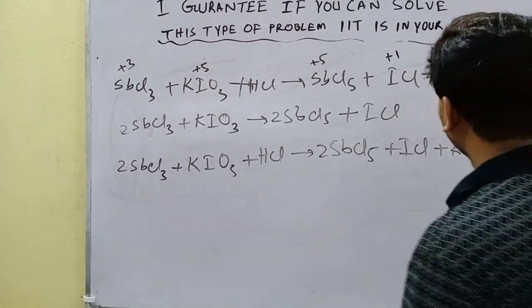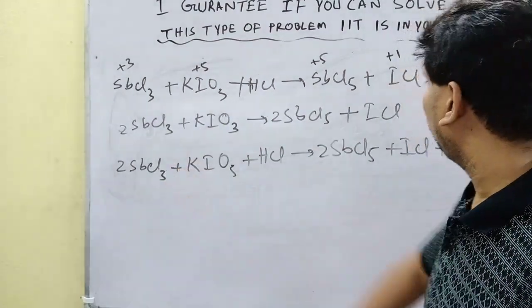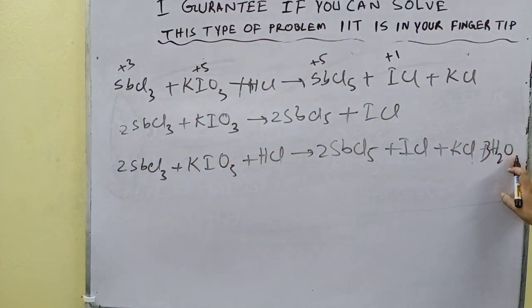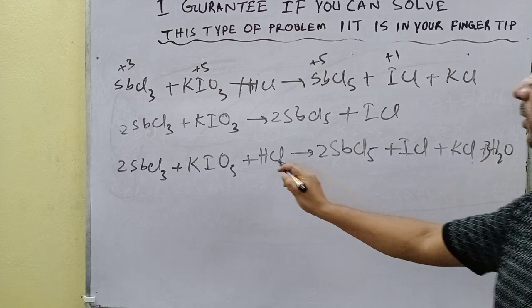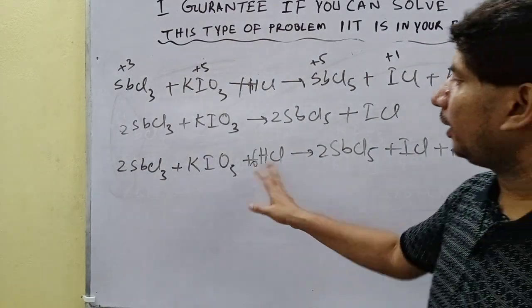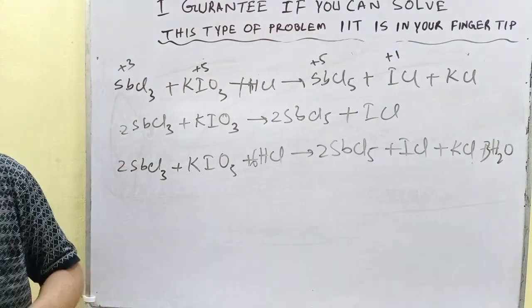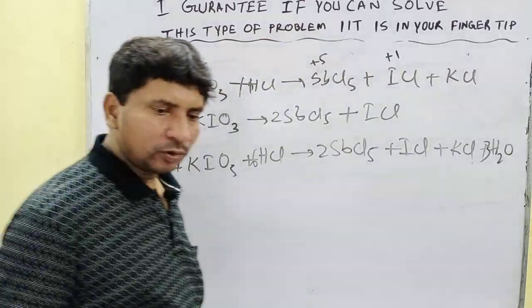So there is oxygen, so we should use water. How many water? We should balance oxygen. There are 3 oxygen in the left hand side, so there are 3 water in the right hand side. So 3 into 2, 6 hydrogen, so there is 6 HCl. We must use 6 HCl. Okay, so in this way we can balance this type of equation. This is a very important type of equation.